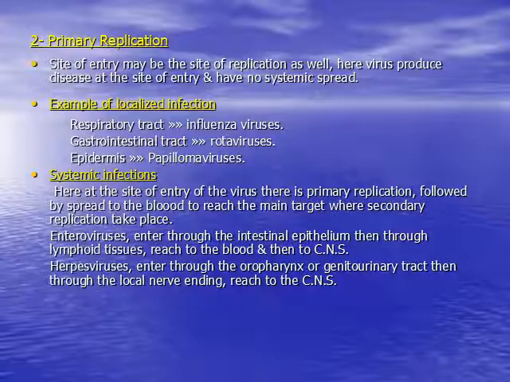Enteroviruses, as an example, enter through the intestinal epithelium, then through the lymphoid tissue associated with the GIT to reach the blood, and then to reach their main target, which is the CNS. Another example is the herpes viruses, which enter through the oropharynx or genitourinary tract, then through the local nerve endings to reach their main target, which is the CNS.